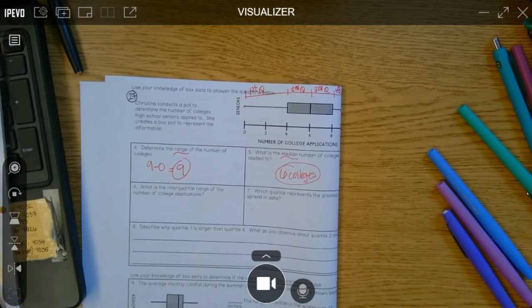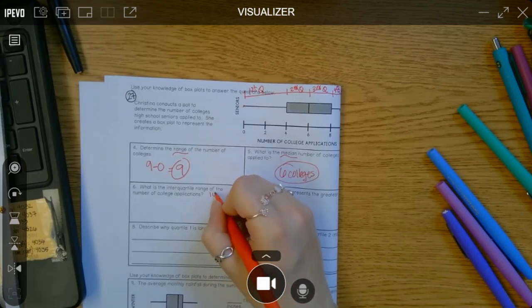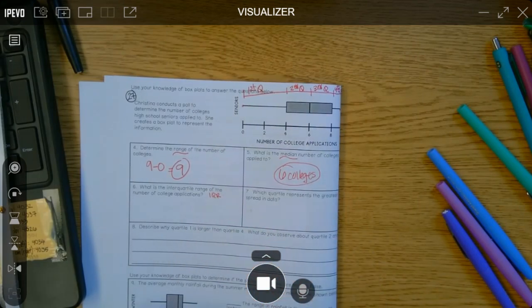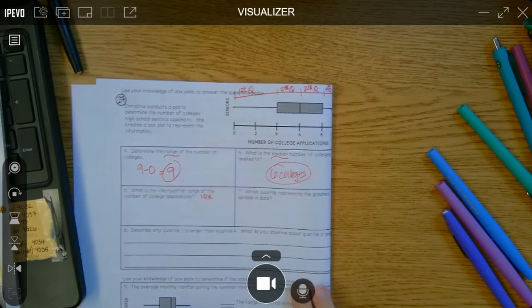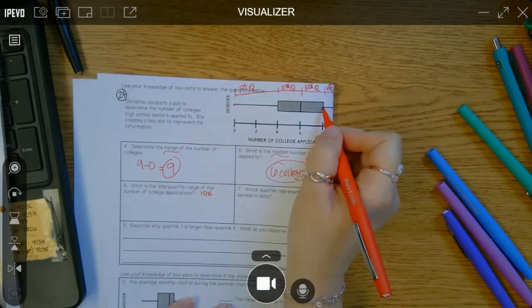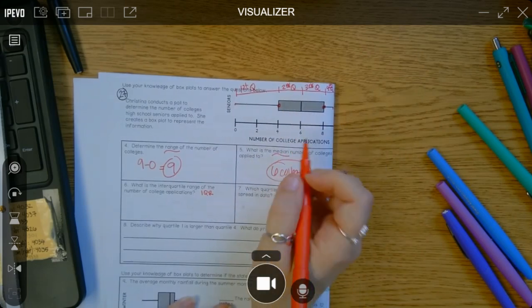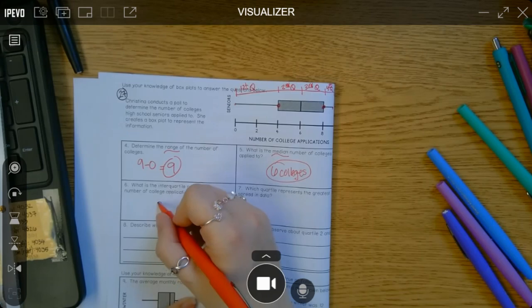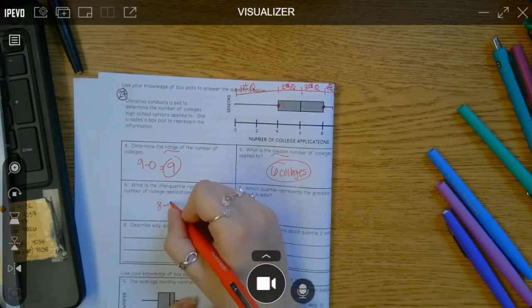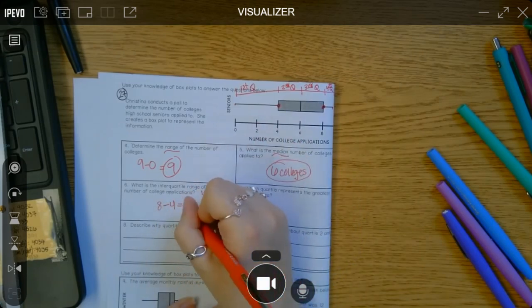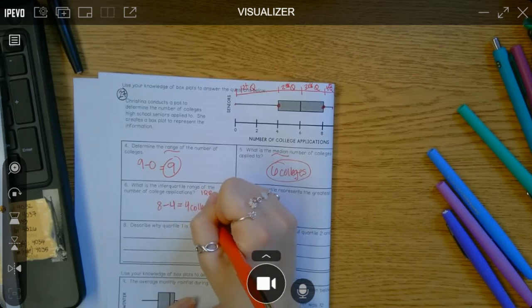The interquartile range, or they could ask the IQR. Do you remember what we said we would do for that? Yeah, you're going to take the third quartile, the top of the box, minus the first quartile, the bottom of the box. Well, that top of the box is 8, and the bottom of the box is 4. So 4 colleges.